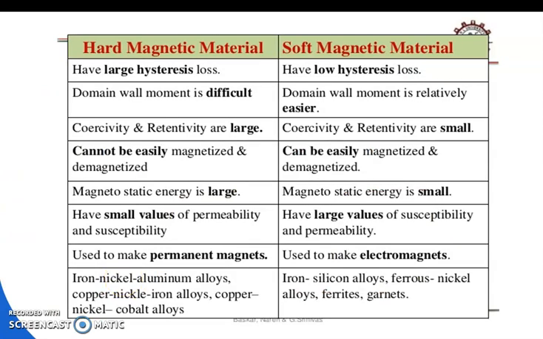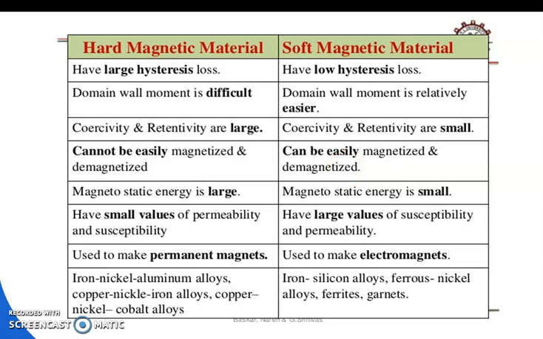Domain wall movement is different. In hard material, domain wall movement is difficult. In soft material, domain wall movement is relatively easier. The hard material cannot be easily magnetized and demagnetized. The soft material can be easily magnetized and demagnetized. This is a difference between the hard magnetic materials and the soft magnetic materials.